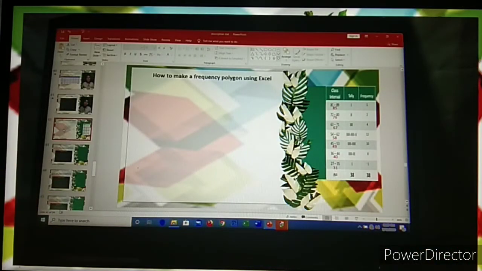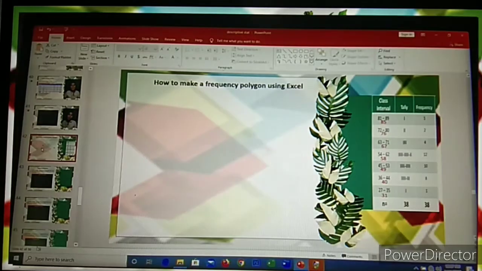Alright, this time, guys, allow me to demonstrate how to make a frequency polygon using Microsoft Excel. And I hope that you're going to follow me using your own laptops or personal computers if you have one there in your house. Well, you can also go to the internet cafe. You can do this task right there if you don't have your own computer. Okay, so let's start now.